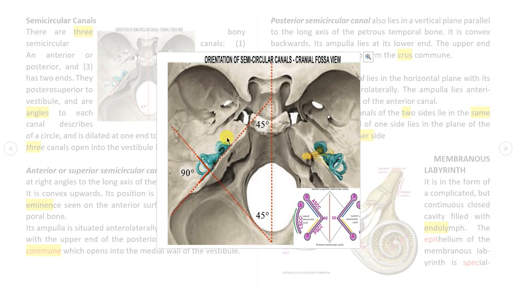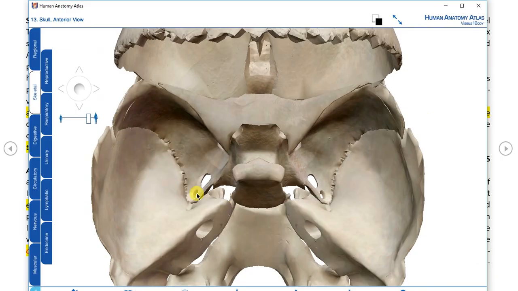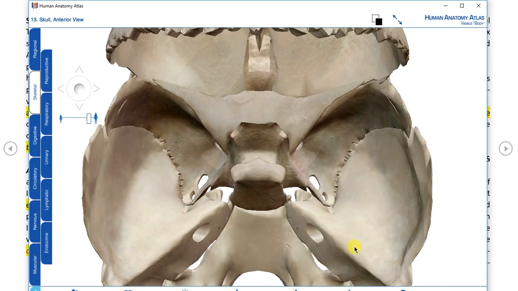In this diagram, the bony point of the tegmen tympani, petrous temporal bone, where the ampulla of the anterior semicircular canal is projected, is called the arcuate eminence. You can see here, this is our tegmen tympani. Somewhere here or here there is one bony point, that is called the arcuate eminence. It represents the projection of the ampulla of the anterior semicircular canal.